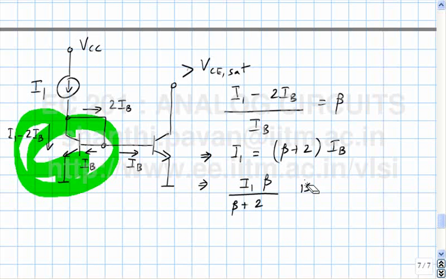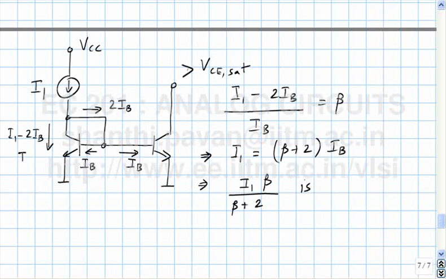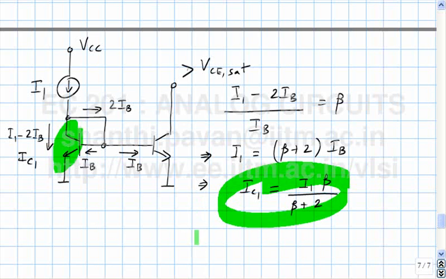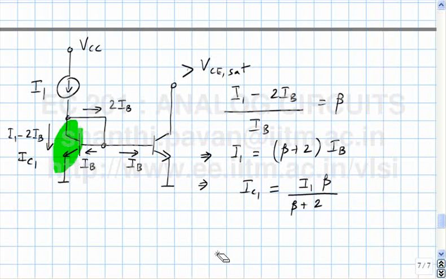This is IC1. Some base current has to flow, so the amount of collector current left is what is left after the base current is gone. The collector current in this transistor is not entirely I1, it is I1 minus some small amount, and clearly as beta tends to infinity, you see that the collector current tends to I1. So what do you think is the collector current here?